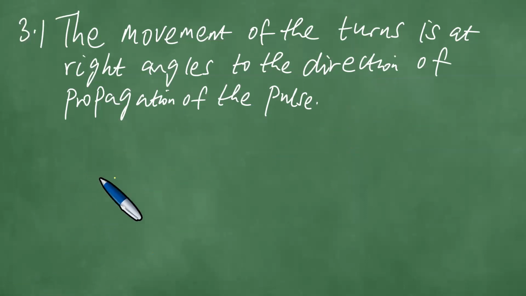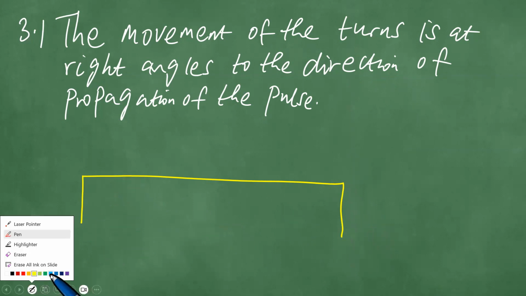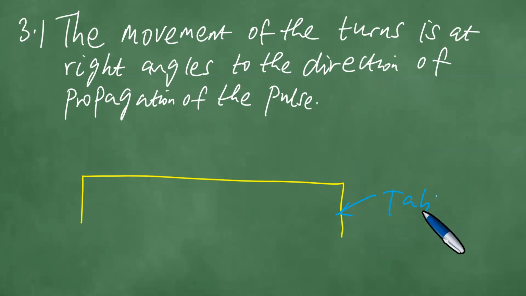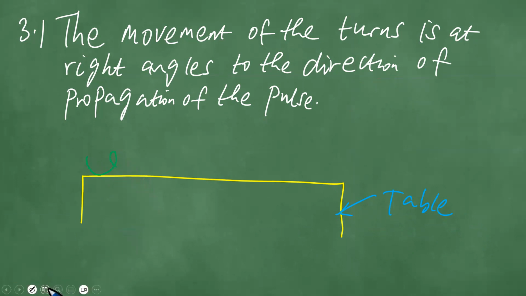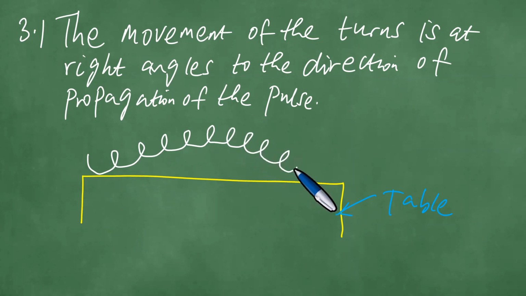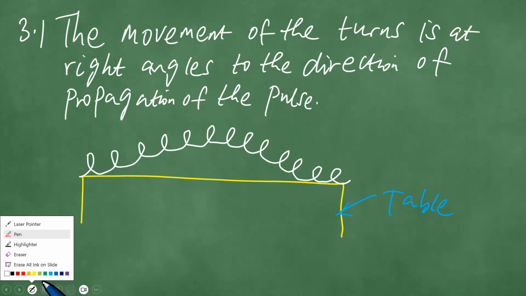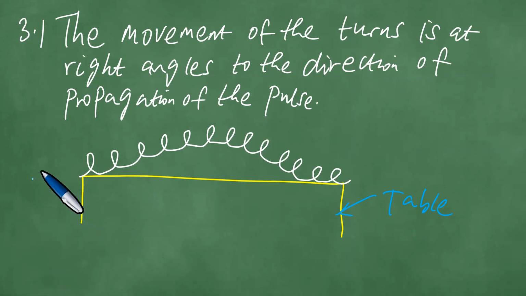I want to have a diagram that illustrates this. So here is the tabletop with legs. And this is a table. Now here is the slinky spring. Here is a boy actively holding the slinky on one end, and this one is also holding the slinky. This one is the hand. This one is also the hand.